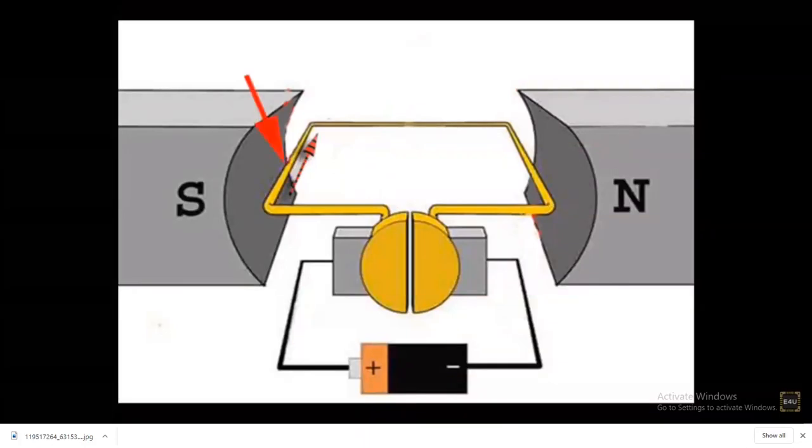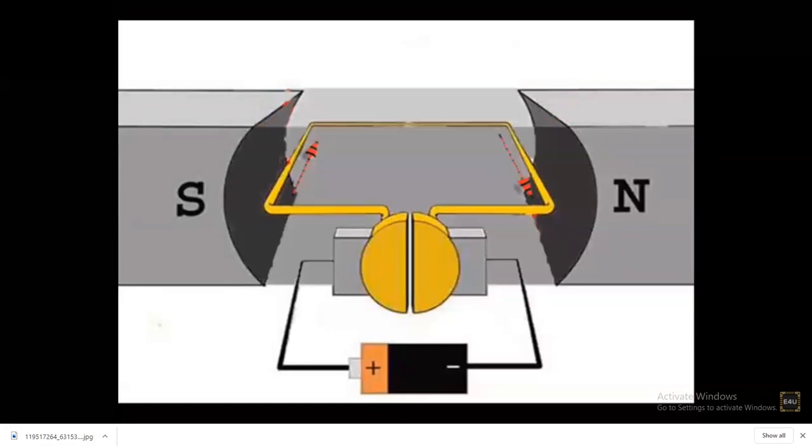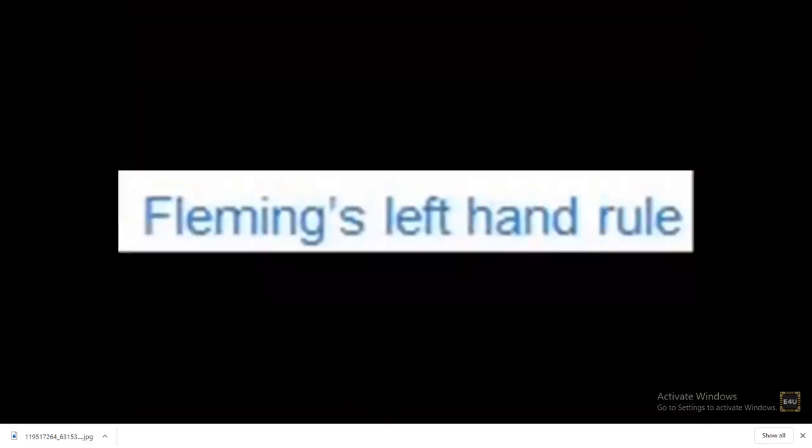Current in this left side conductor flows inward, and current in the right side conductor of the turn flows outward. As we see, the conductors are carrying current and are inside the magnetic field. Both of them experience mechanical force acting on them. The direction of the mechanical force can easily be determined by applying Fleming's left-hand rule.